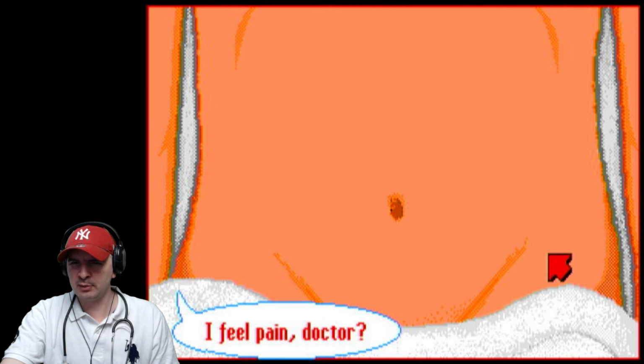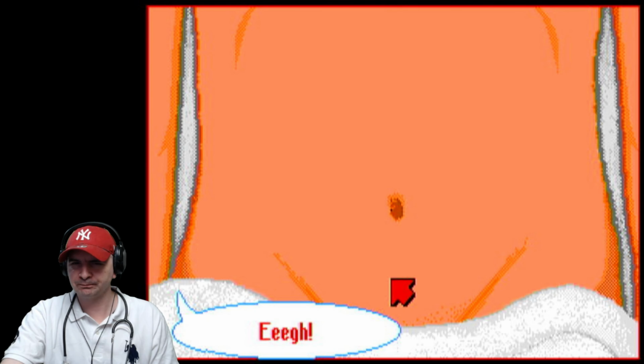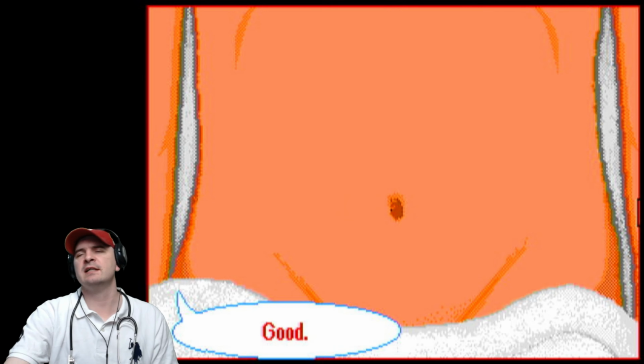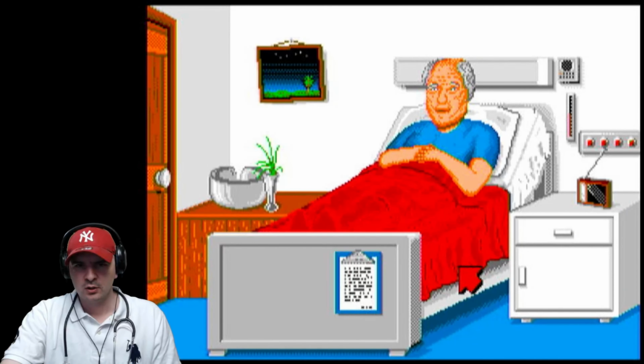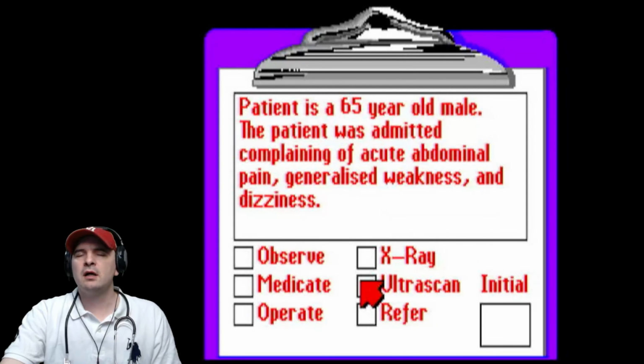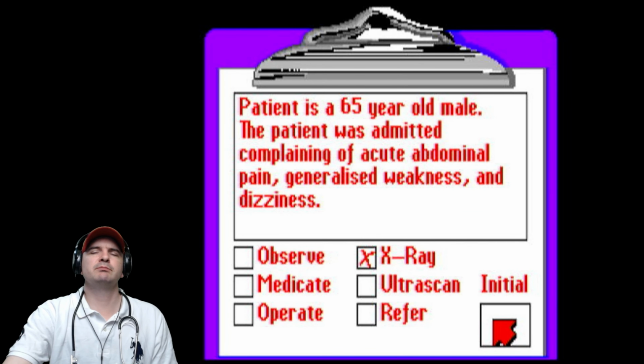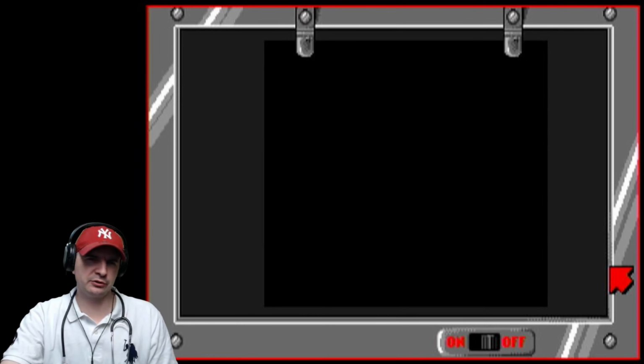Ow. So we've got pain in the bottom right area. Right, so the whole entire bottom area is in pain. So we are going to take an x-ray. You click on the box, sign the box, and click outside the box.